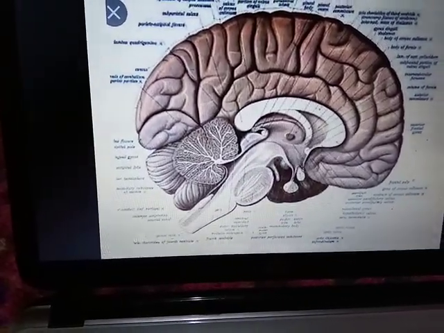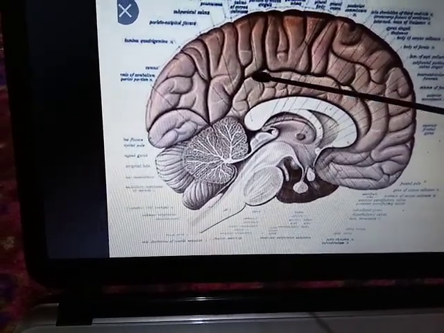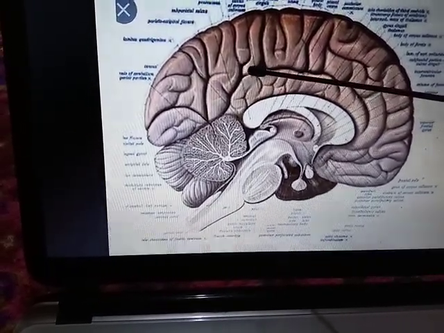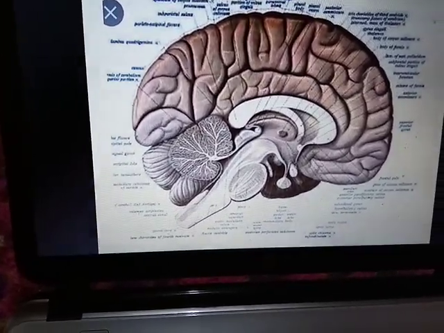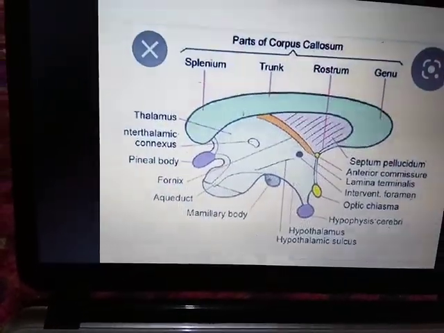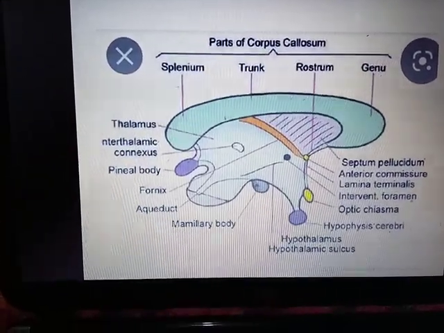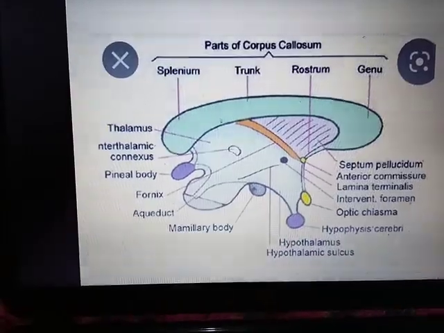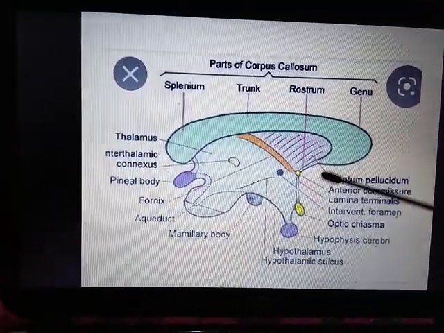One more sulcus you have here is the suprasplenial sulcus. It is present here. After this, see the view of the corpus callosum with the structures beneath. It is quite clear here because the picture is very much colored, as you can see.